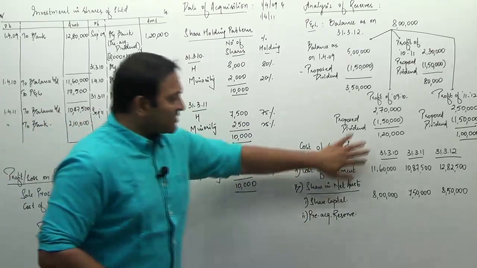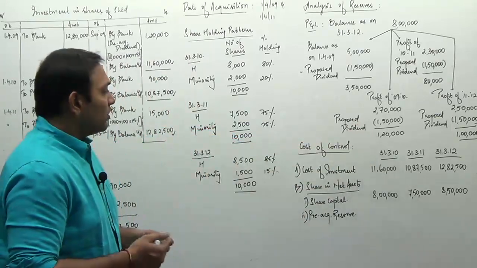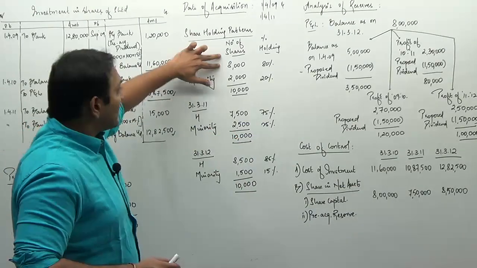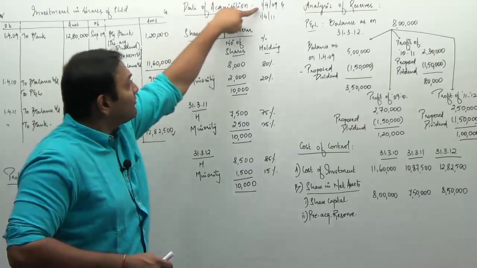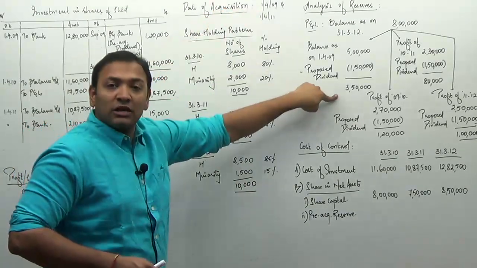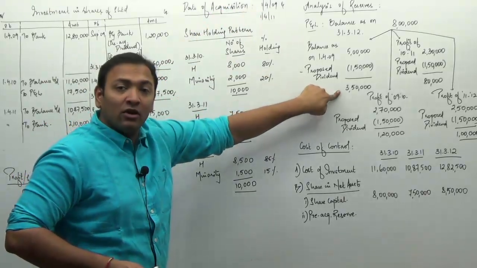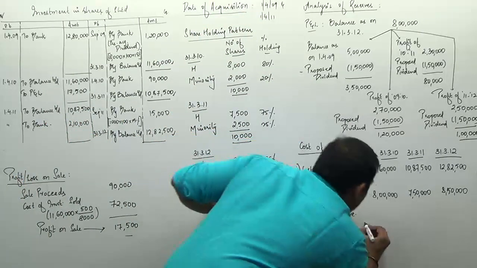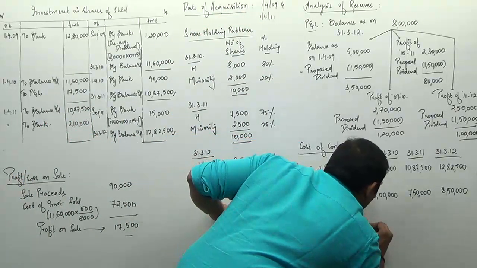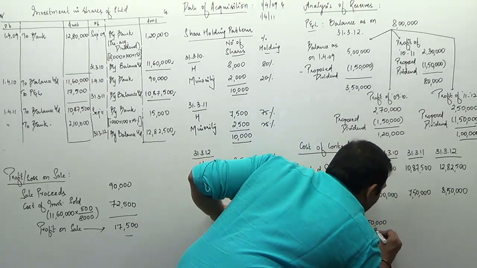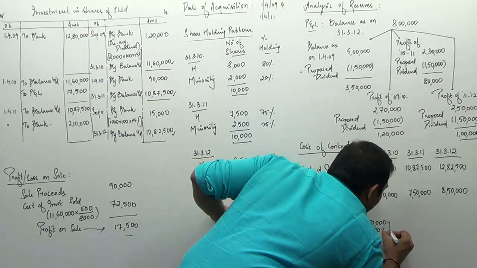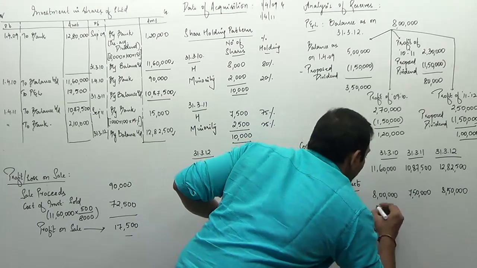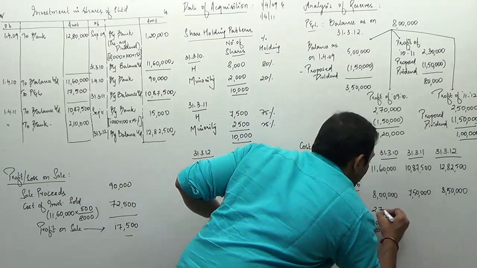Yes guys, come to 31st March 2010. I have 8,000 shares acquired on 1/4/09. Reserve on 1/4/09 is pre-acquisition, 3,50,000. Out of which, what is your share? 80%. So pre-acquisition reserve can be written as 3,50,000 into 80%, which is nothing but 2,80,000.